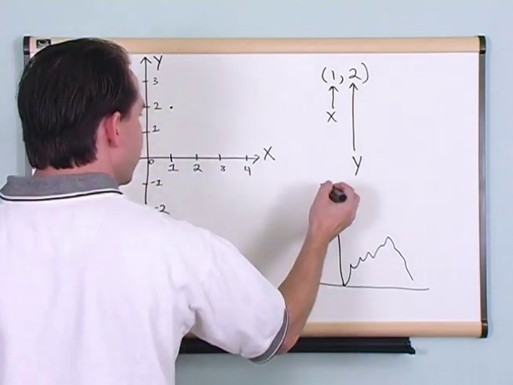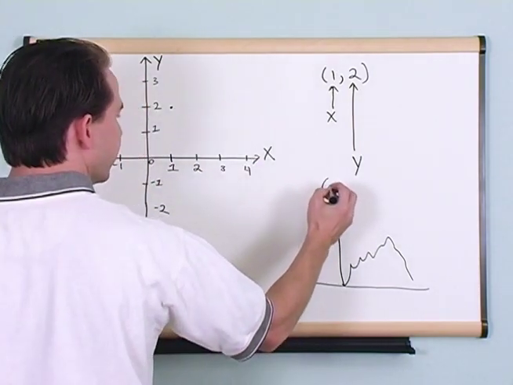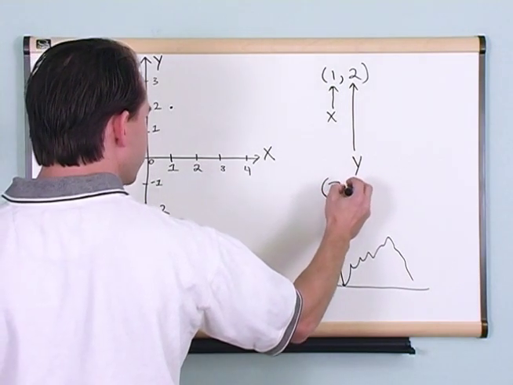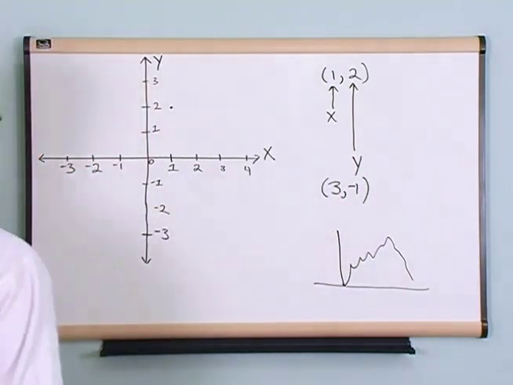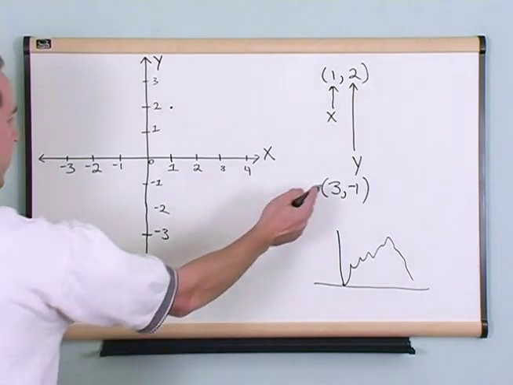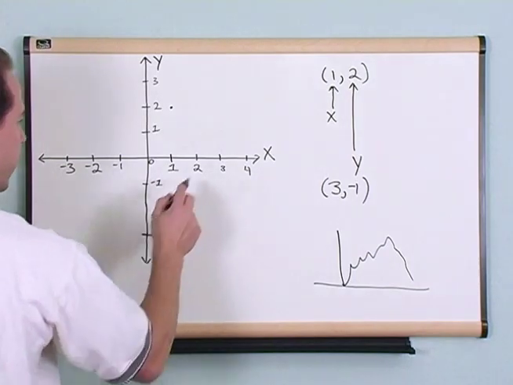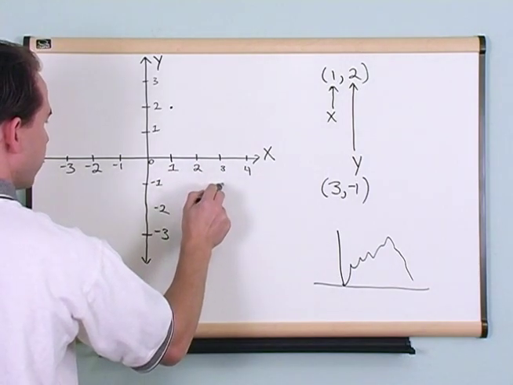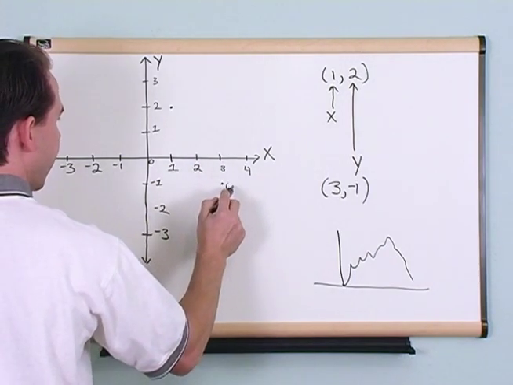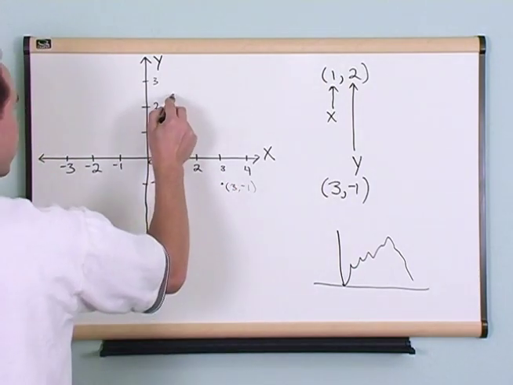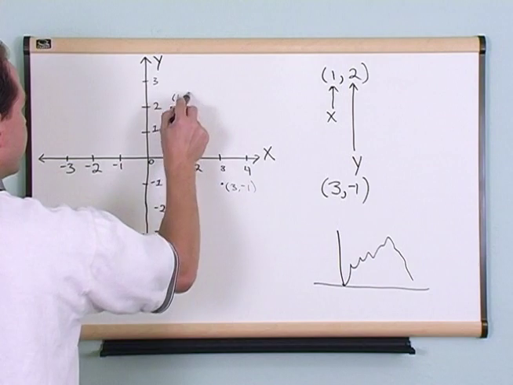It's pretty simple. If I have another one, let's say it's 3 comma 1. Let's make it interesting: 3 comma negative 1. Well, I've got to go over 3 in the x direction, 1, 2, 3, and then down to negative 1. So I've got a point here. And I can label these points: 3 comma negative 1, and of course this point 1 comma 2.